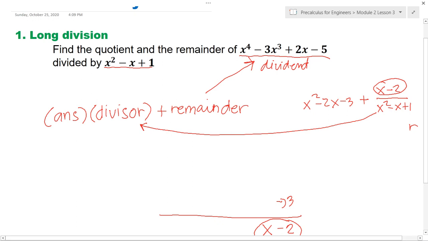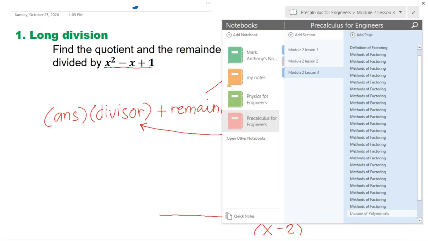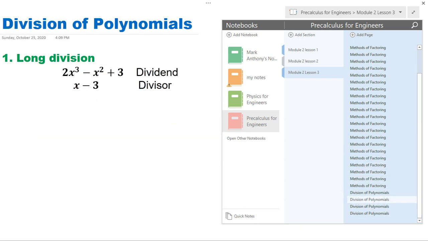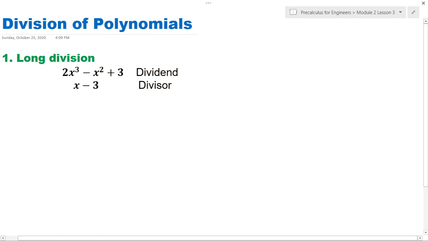Okay, let's have another example. Again, another example tayo para makatigo mo. So, let's have a binomial na divisor and a trinomial na dividend. So, simple lang siya, class. Ano lang, parang nagdi-divide ka ng number. So, all you want to do is put the dividend inside sa divide na symbol.